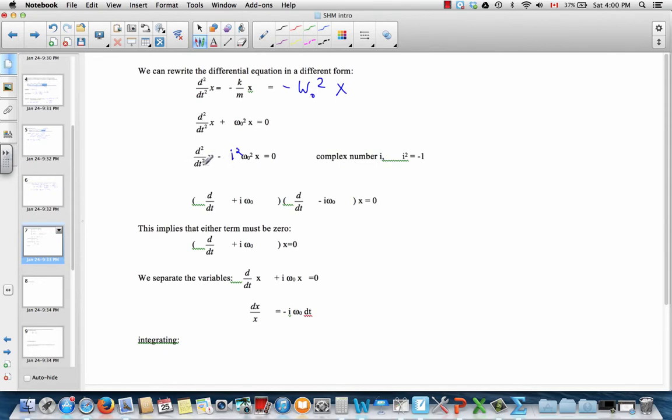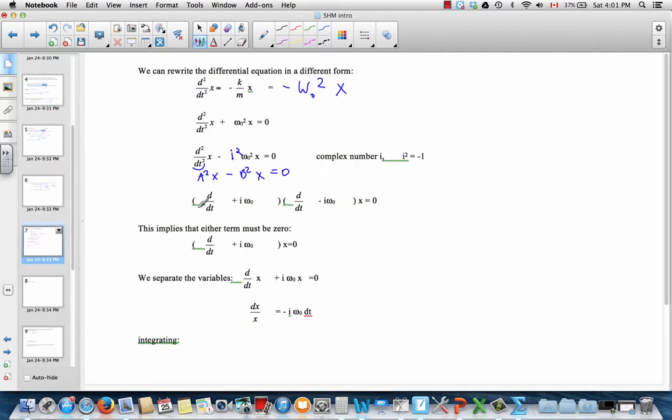So we can factor that, as this is like a squared, if you like, and then these two terms here are like b squared. So it's going to be a minus b times a plus b, where b is just i omega naught. So there it is right there. That's a plus b, and then this is a minus b. Now both of those acting on the function x must be 0.